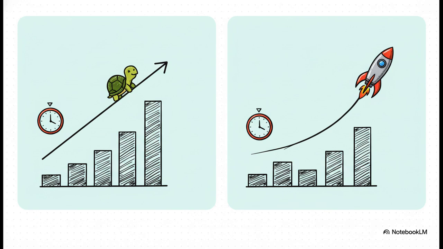Linear search is what we call O of n, which means the search time grows in a straight line with the number of items. You double the items, you double the search time. But binary search, that's O of log n, or logarithmic time. And that, my friends, is a total game changer.